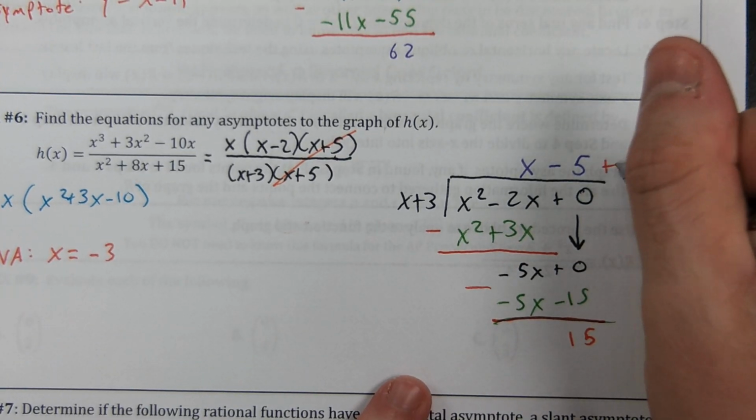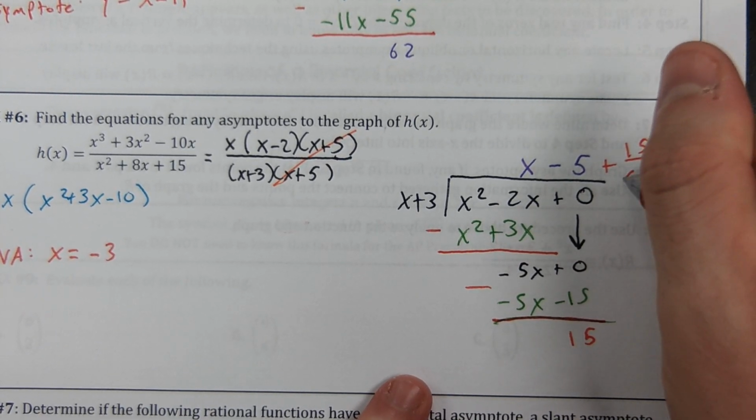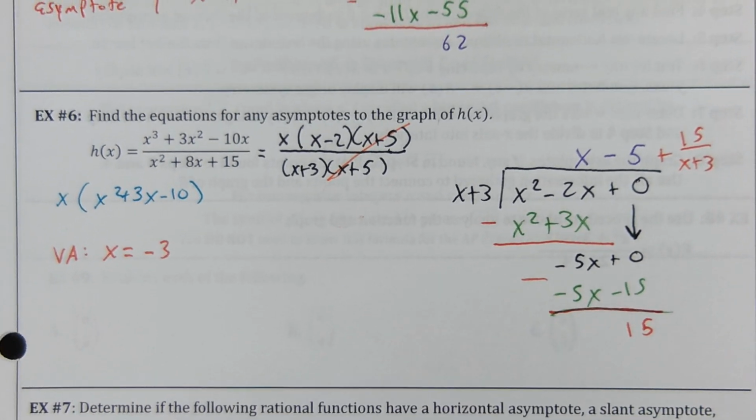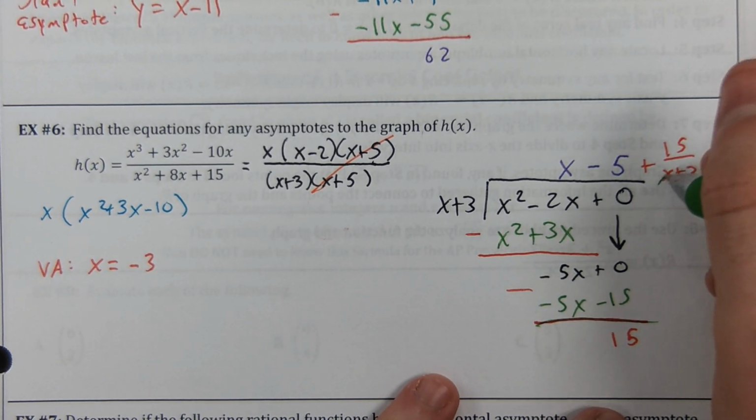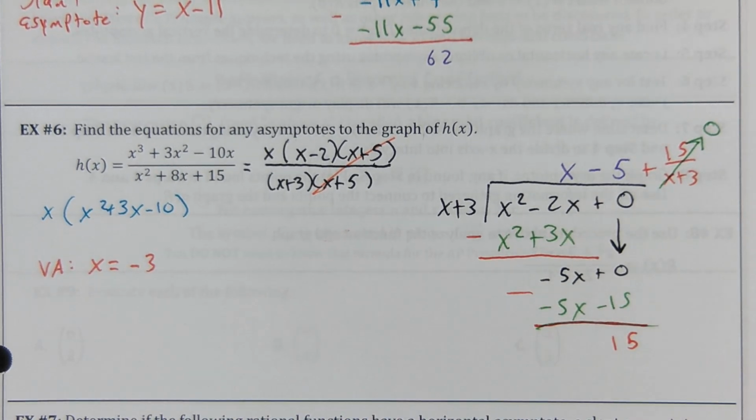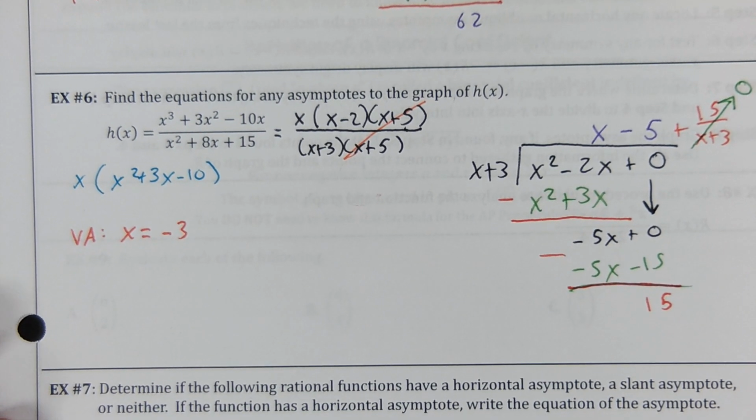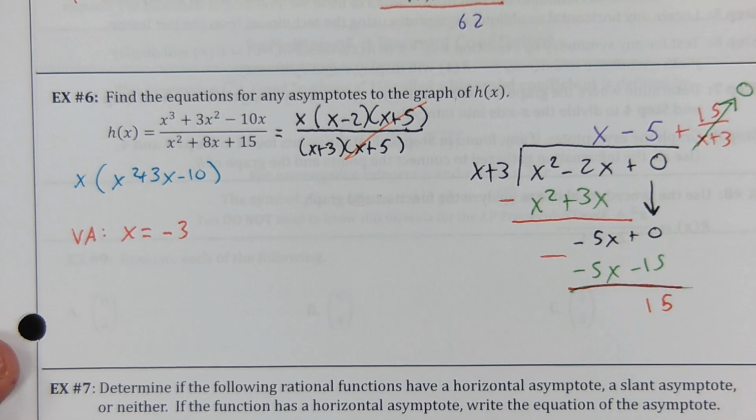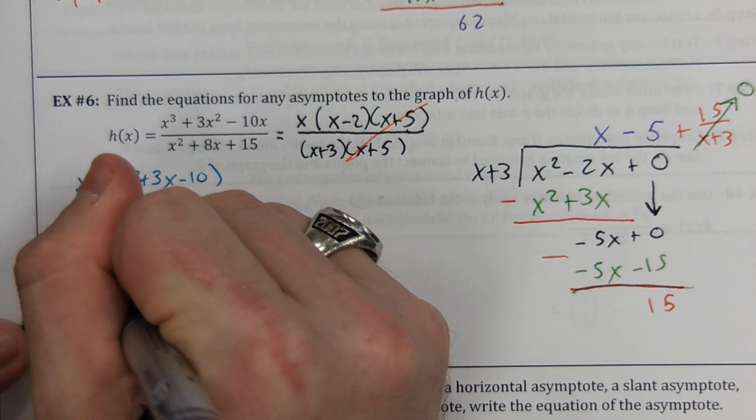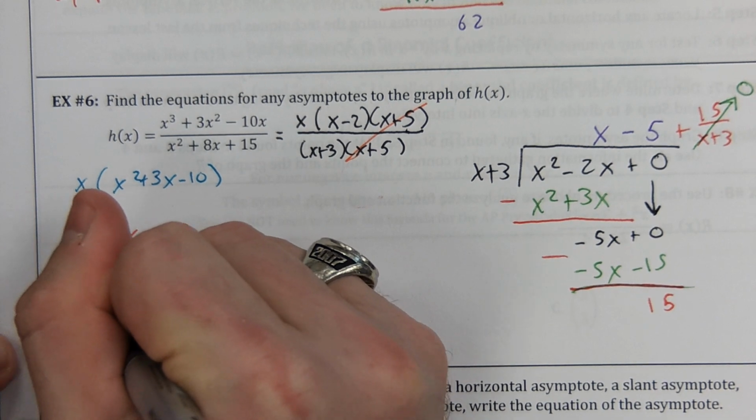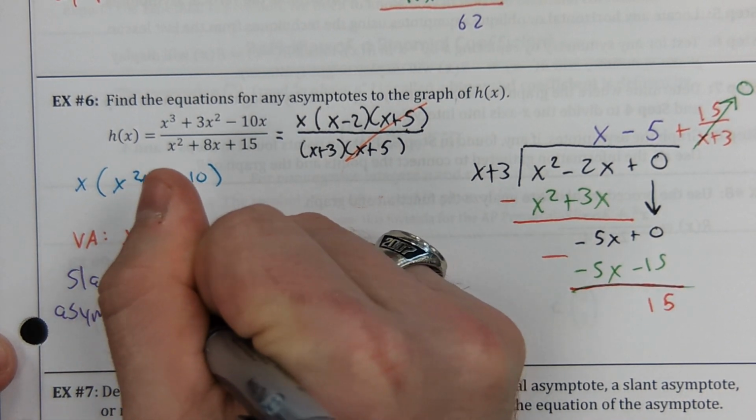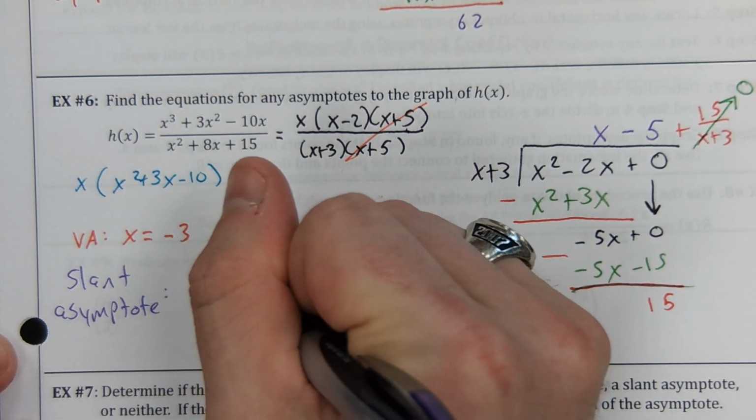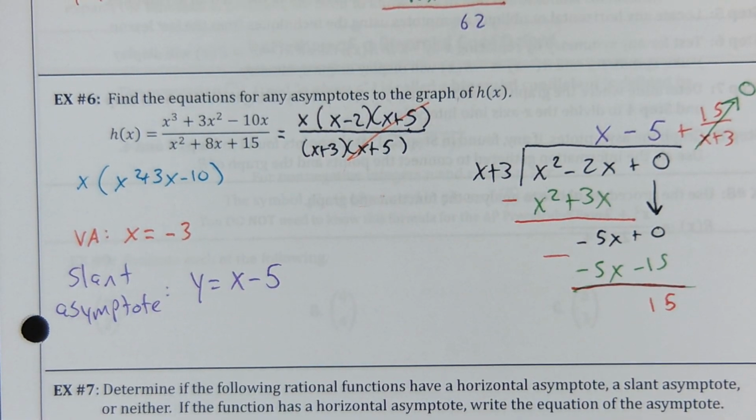But this part will never matter. It'll always be bottom heavy, so it'll always go to 0 as x gets closer to infinity. So your slant asymptote will just be the, what's it called? Quotient without the remainder. There we go. We have our two asymptotes, a vertical and a slant. Ta-da!